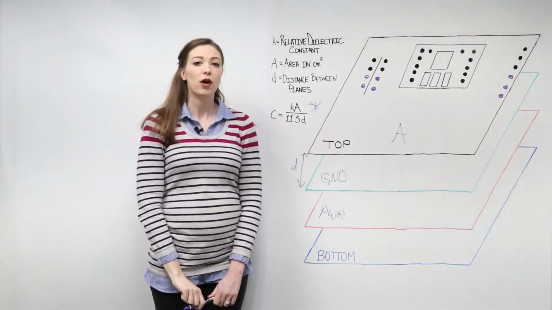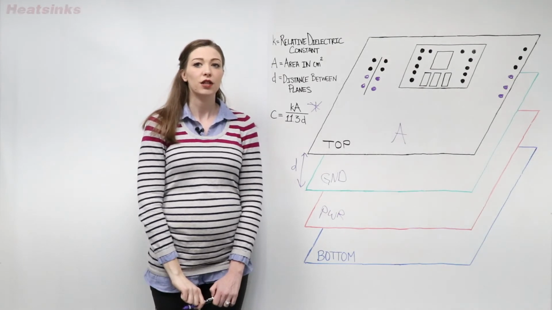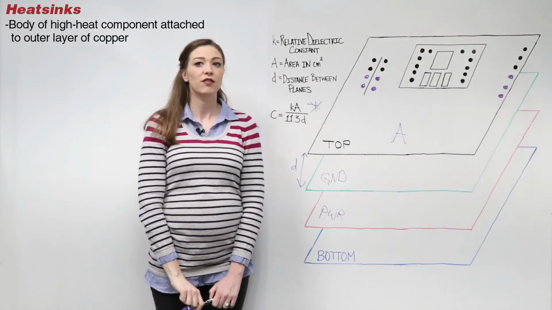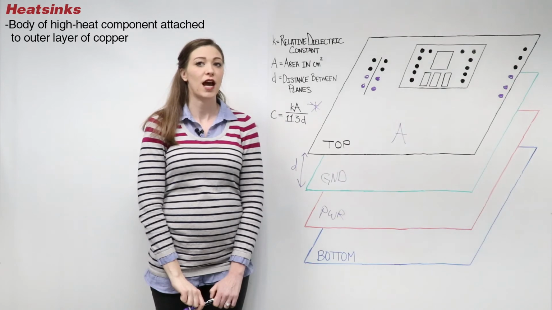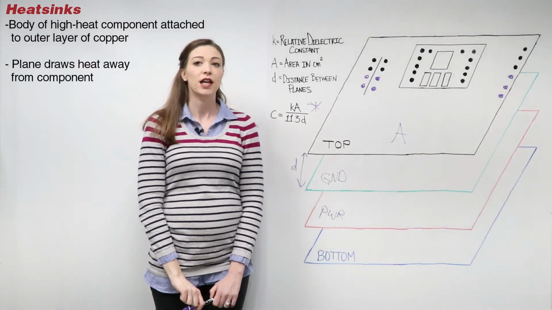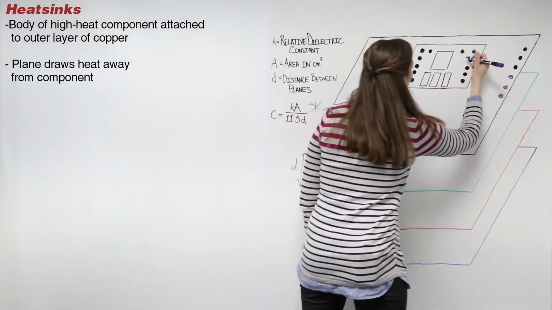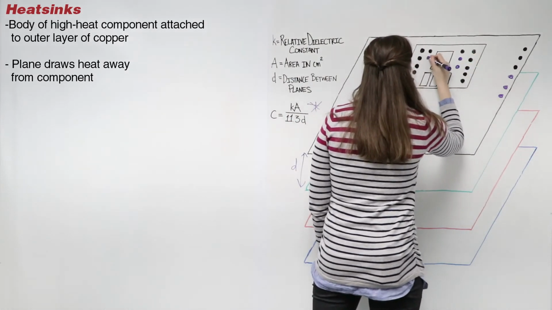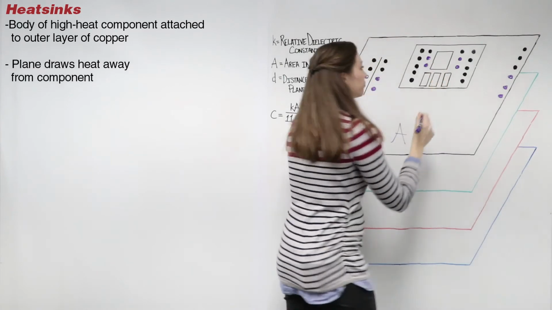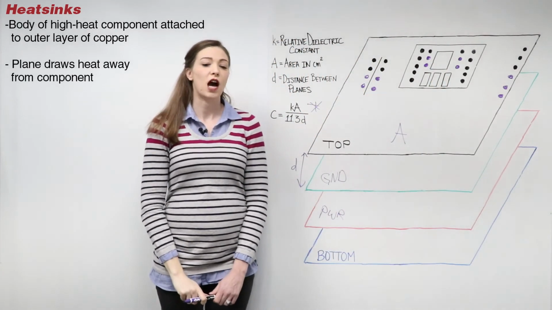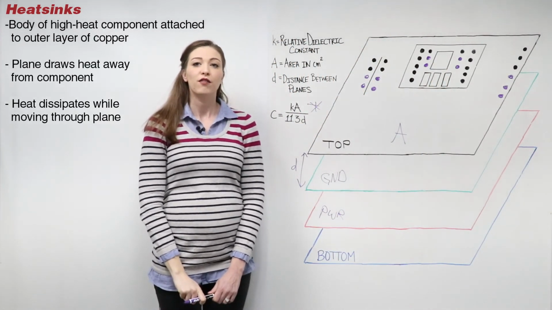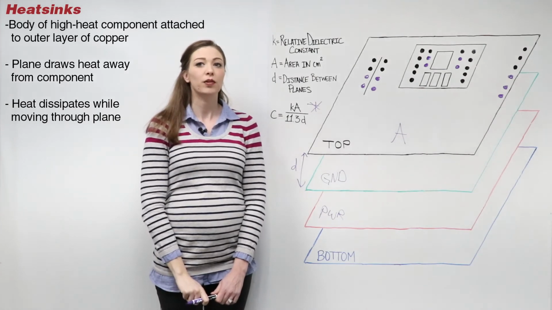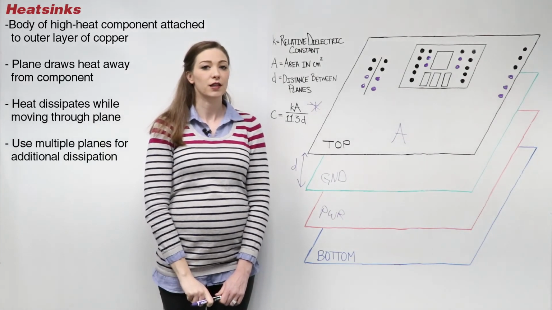If you have high heat components in your design, planes can be used as a heat sink. If the body of a specific component is connected to an outer layer of copper plane, the plane will naturally draw the heat away from the component. As the heat moves through the copper plane, it will dissipate. If more dissipation is necessary, multiple planes can be stitched together using vias.